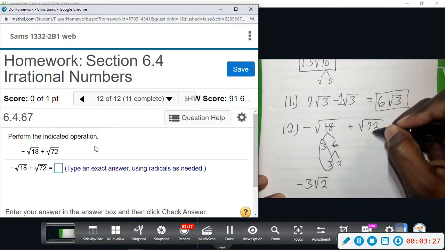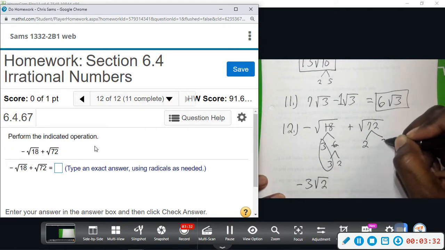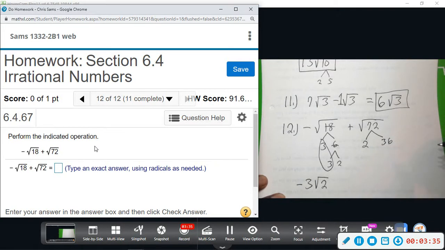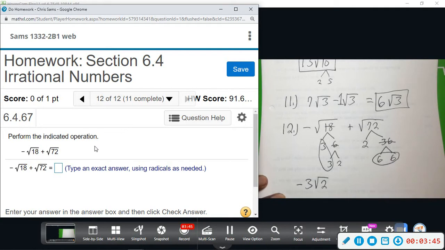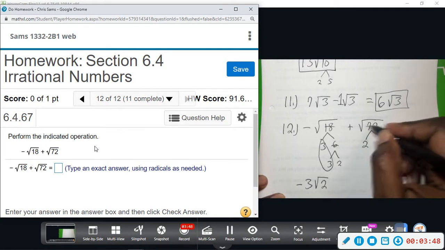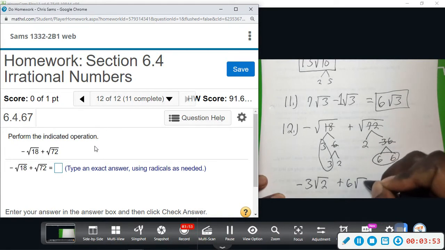Alright, with the 72, we can do 2 and 36. Alright, and 36 we can break down to 6 times 6. Alright, now even though this isn't prime, we do have a pair, so that will be good enough. And so we got a pair of 6's, and then we have a 2 left, so we have plus 6 square root of 2. So after we reduced it, we both have square roots of 2. Now we can combine, and that will give us 3 square roots of 2.